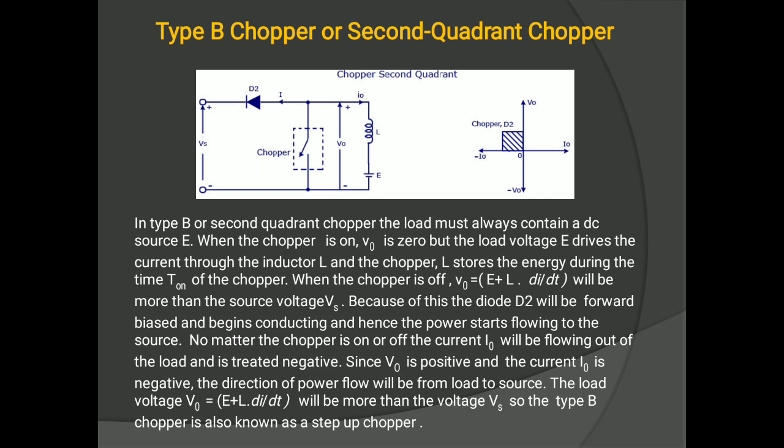Whether chopper is on or off, current always flows out of the load. Output current is negative. Since output voltage is always positive, as load voltage or output voltage equals E plus L di/dt, which is more than the supply voltage, that is why it is called step up chopper.